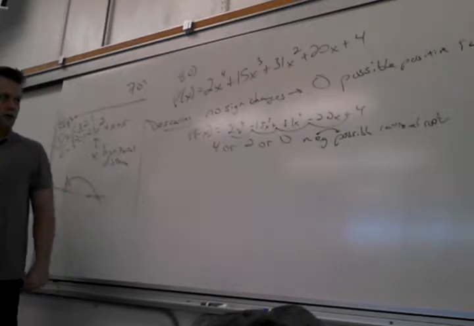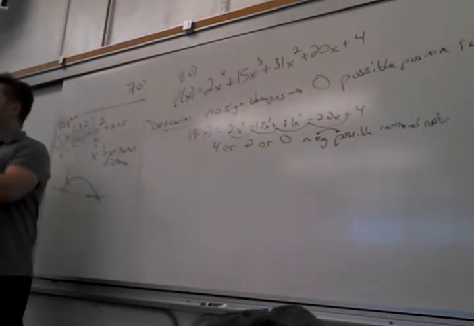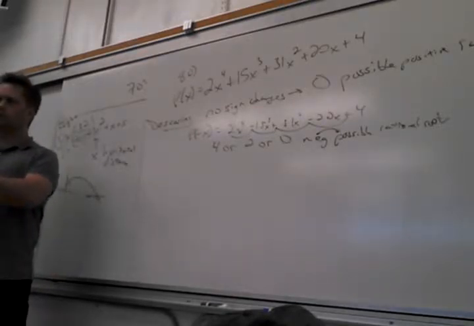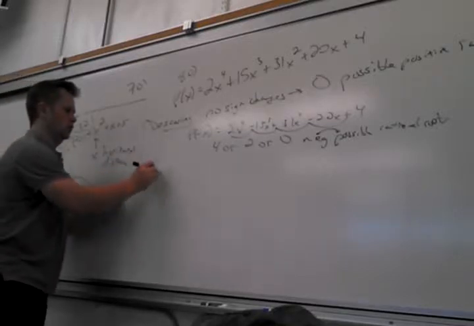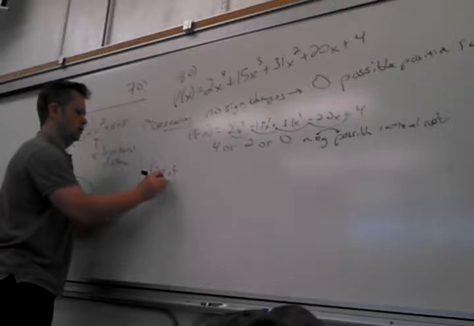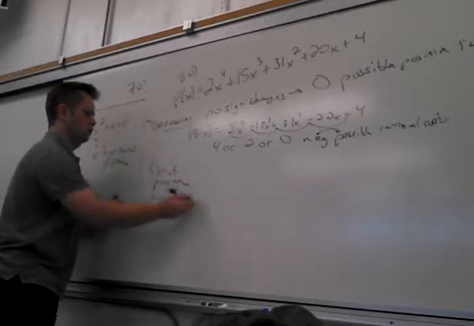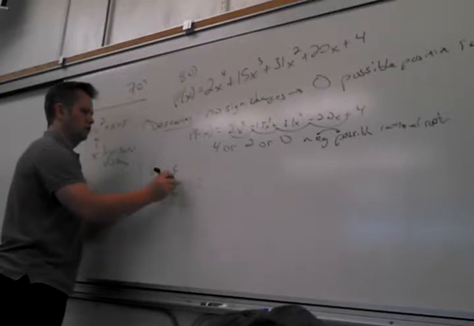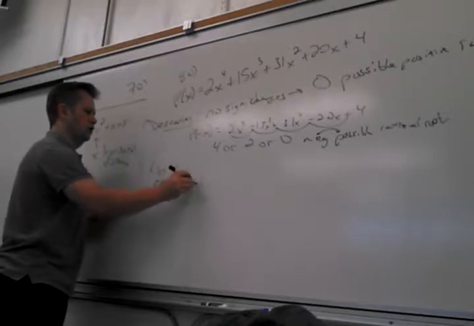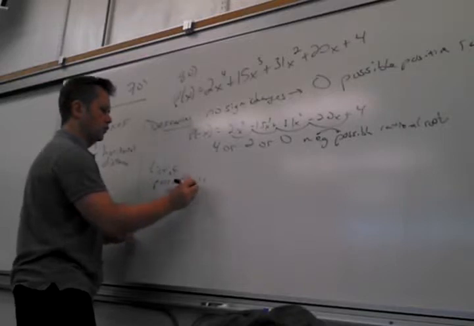Okay. And then you make your list. What's really nice on this one is the list is going to be relatively short. But how exactly do I make my list here? Factors of the constant term over factors of the leading coefficient. List of possible rational roots.